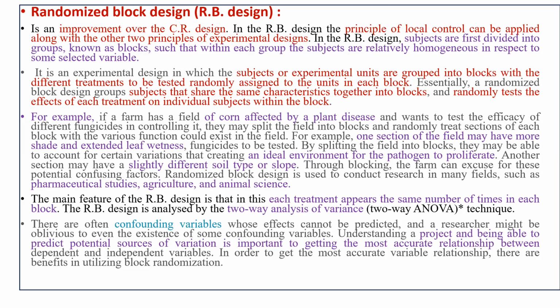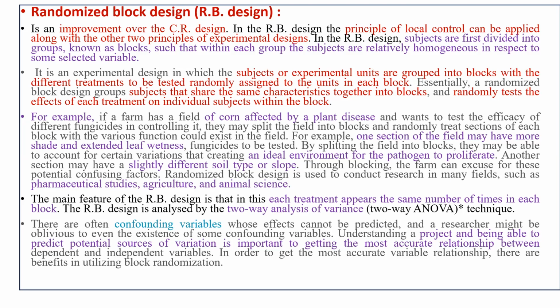Generally, this type of design is used in studies of agricultural sciences, animal sciences or pharmaceutical studies. This RB design is one in which each treatment appears the same number of times in each block. So if you have given a concentration of fungicide that is 5 ppm, then in each block you have to give only 5 ppm concentration of fungicide. The RB design is generally analyzed by two-way analysis of variance, that is two-way ANOVA.